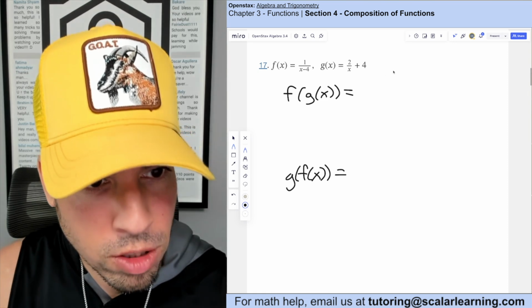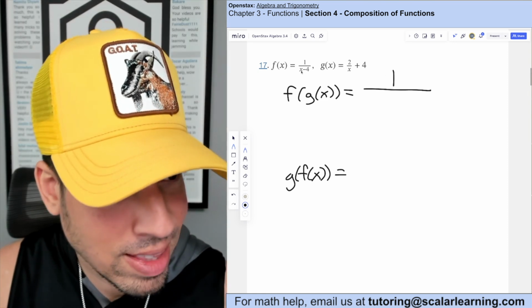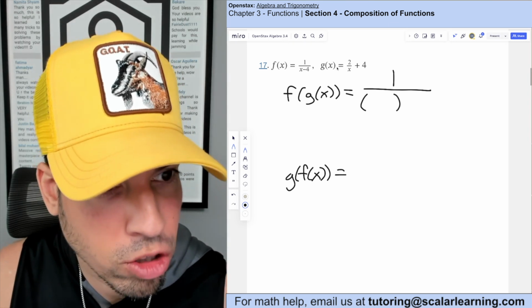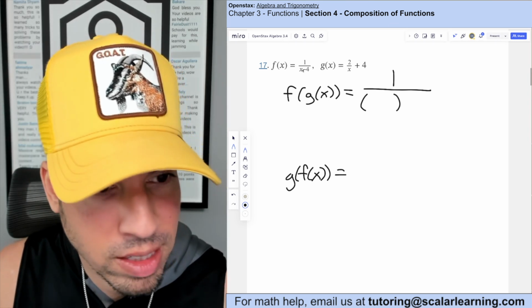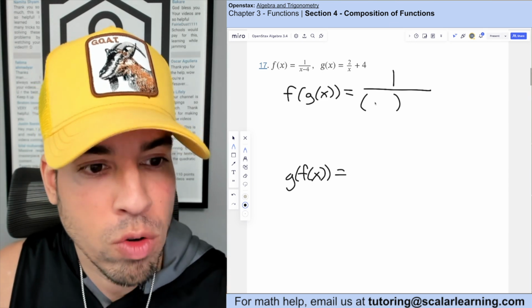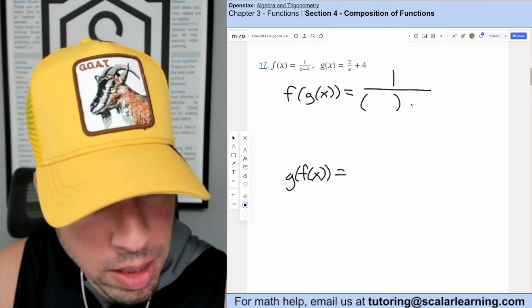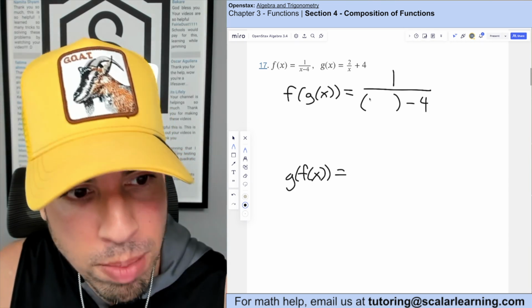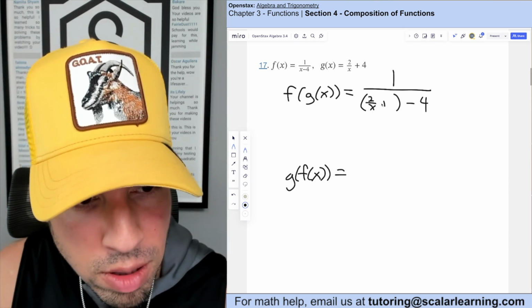For this one, I'm going to start by writing f of x, but I'm going to leave this x value blank because that's where we're plugging in our g of x, right? We're taking g of x and replacing each x with that. So I got 1 over would be x, but something minus 4. And then in here, in the parentheses where x was, I'm going to plug in 2 over x plus 4.